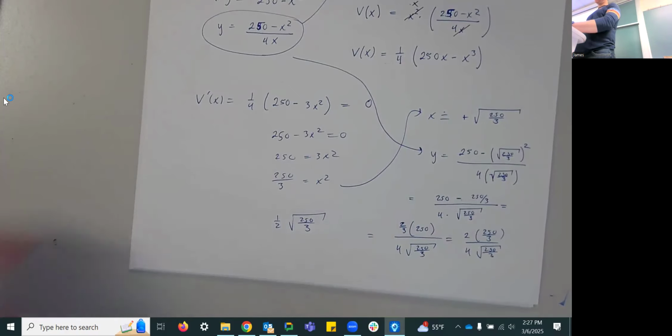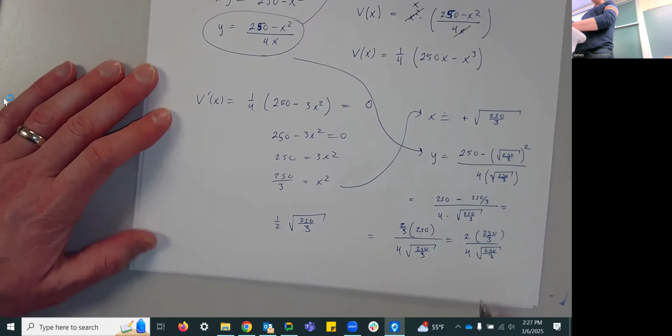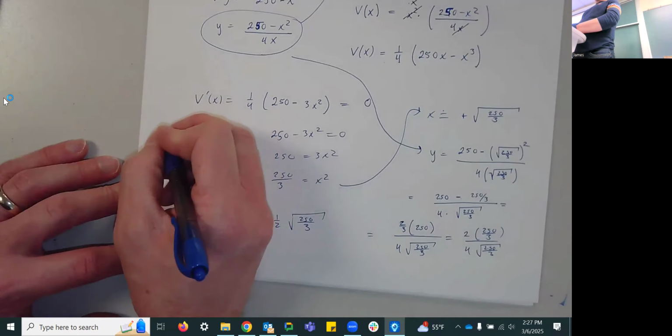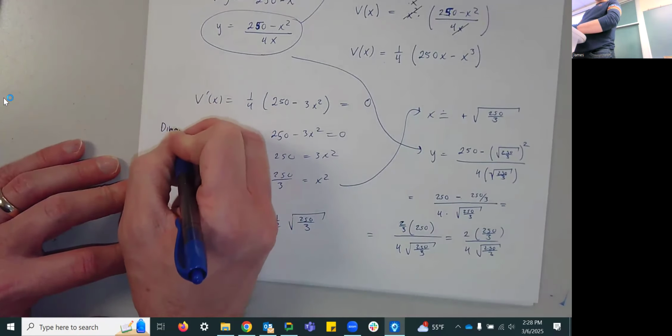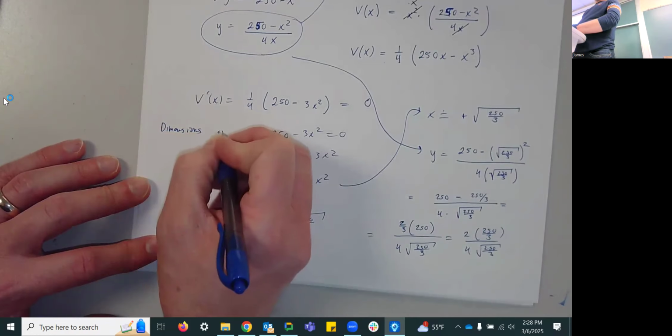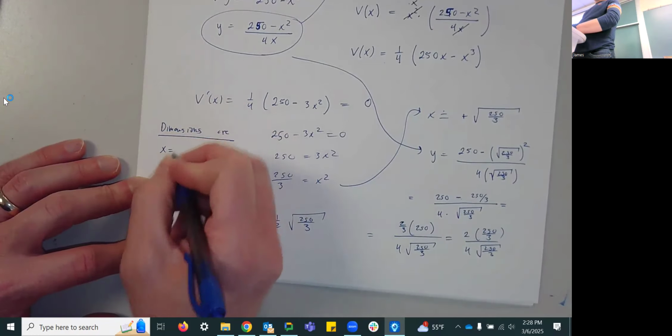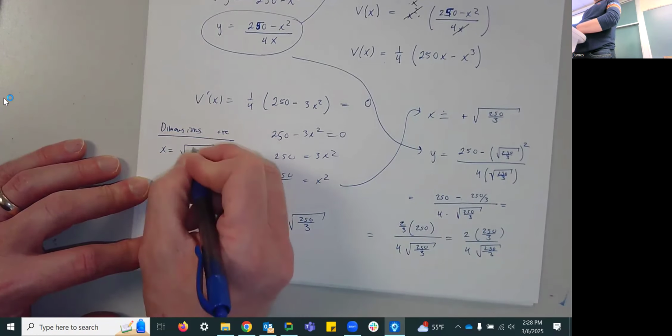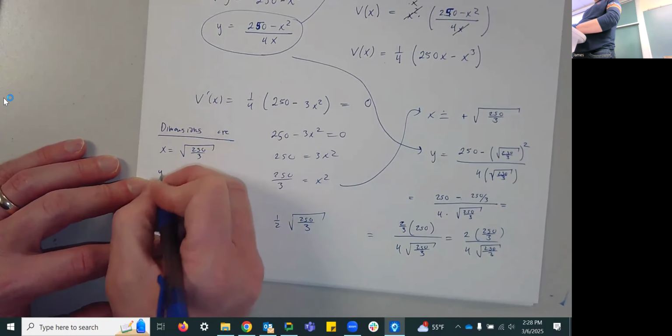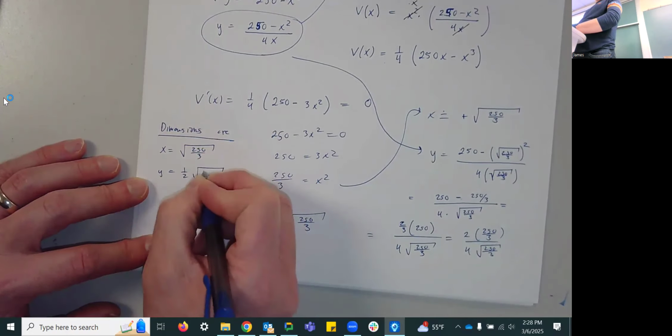Apologies for the gross numbers. I did not mean for them to turn out quite so ugly. So our solution here is that the dimensions are x equal to the square root of 250 over 3, and y is equal to half of that.